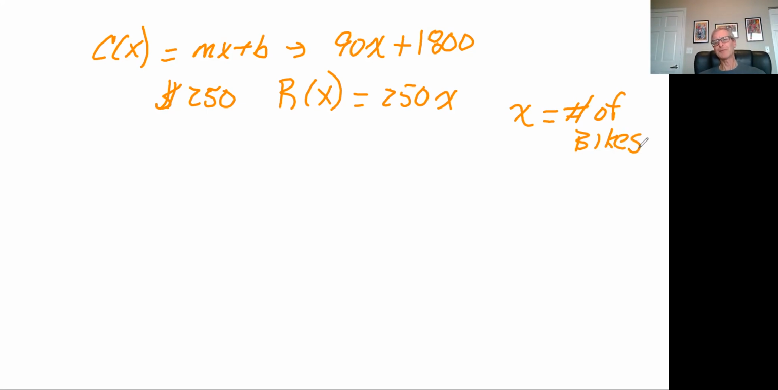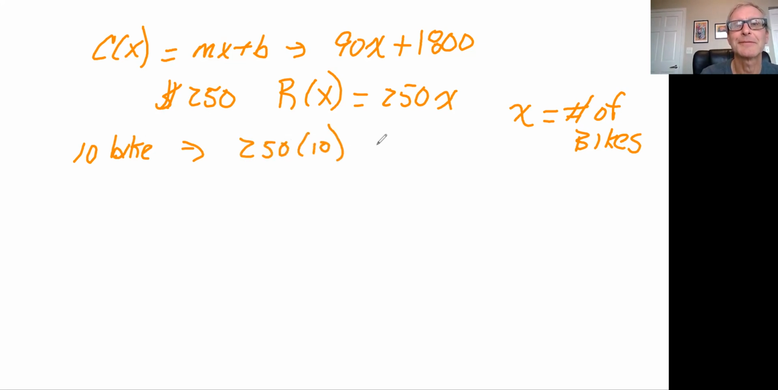So do we have a y-intercept in this case? If you think about it, if you sell 0 bikes, how much revenue do you get in? 0. So in a revenue equation, the y-intercept is at the origin. So if you sell 10 bikes, how much revenue do you come in? That would be 250 times 10, and so that would be $2,500.